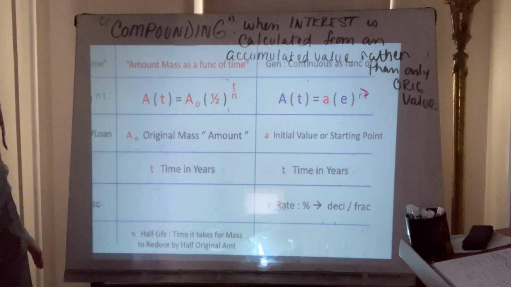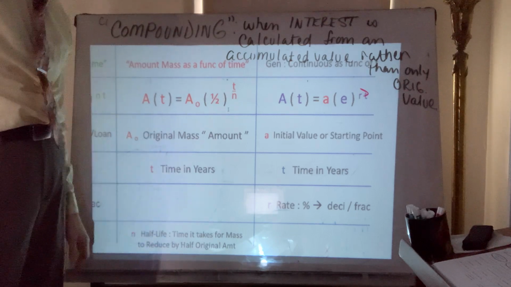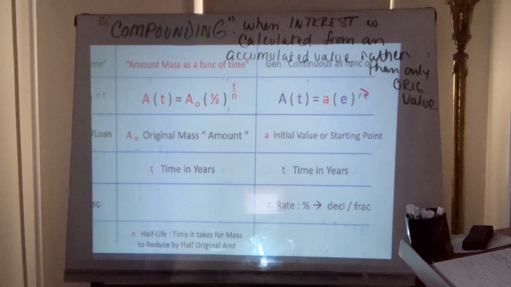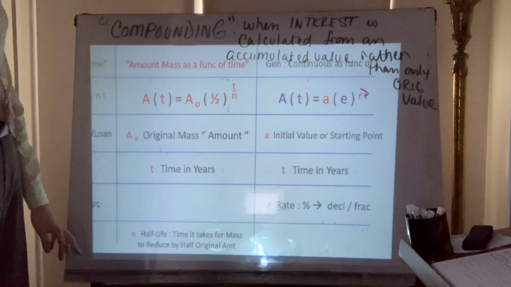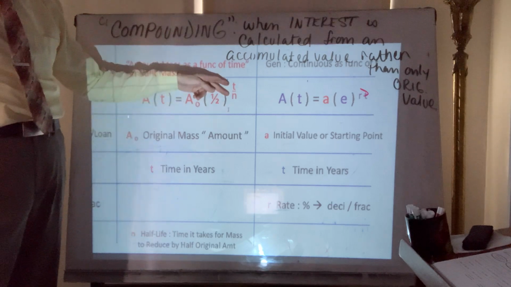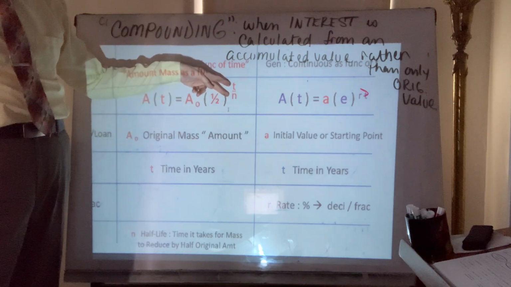In this case, it's a little bit less complicated. There's something called half-life in physics. This is the time it takes for mass to reduce by half of the original amount. Since it's a time, it's appropriate to make this part of a ratio of time.